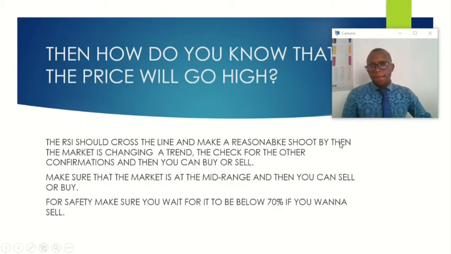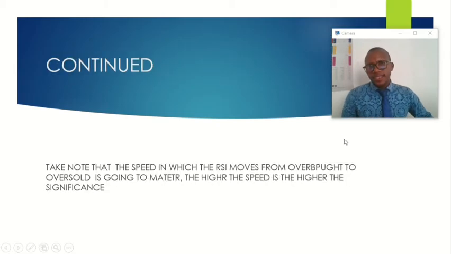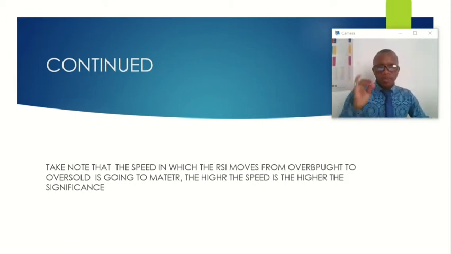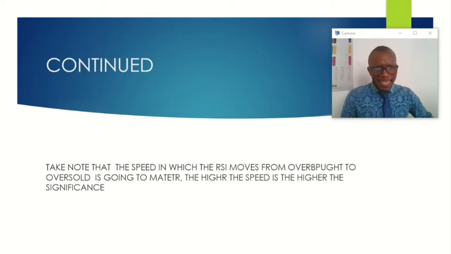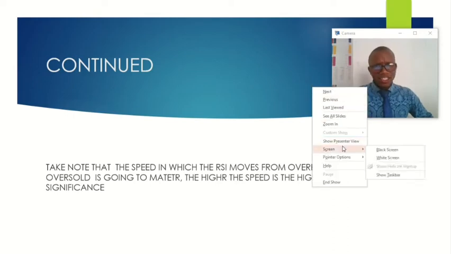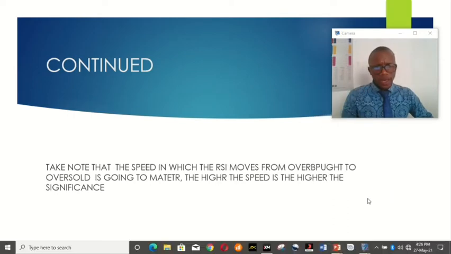Another thing, take note that the speed at which the RSI moves from the overbought to the oversold is going to matter. The higher the speed, the higher the significance. I hope this does make sense. Let's check again what I'm talking about.